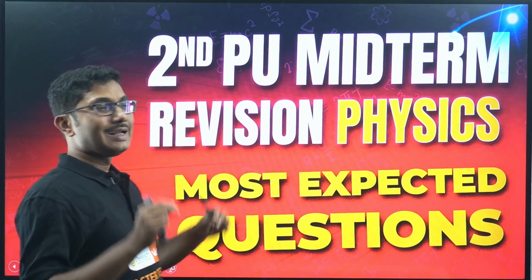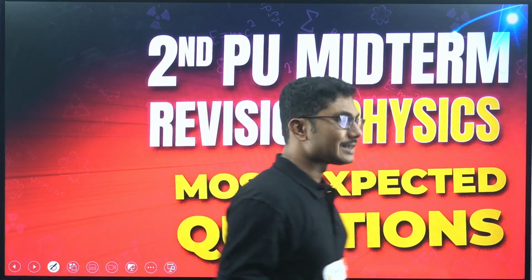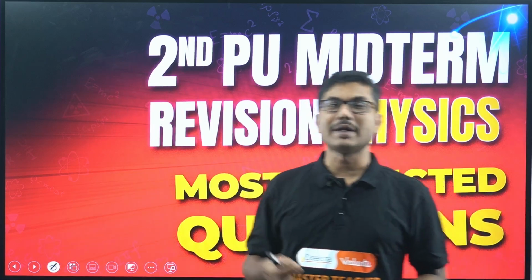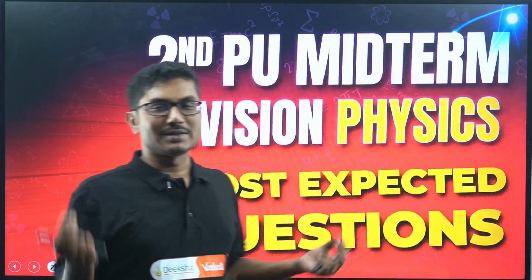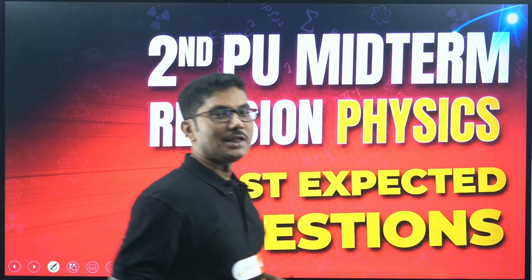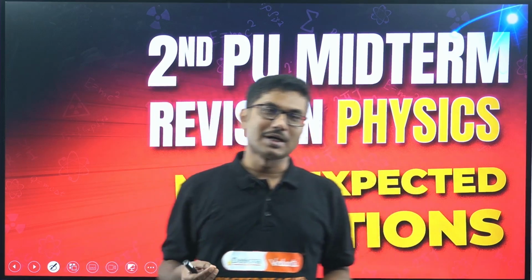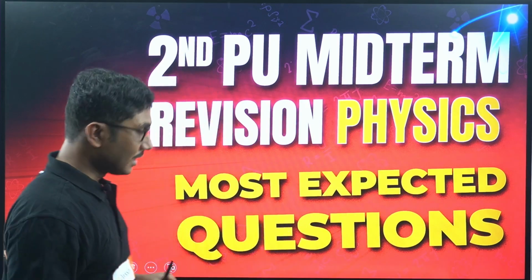Now let's see the most expected questions. In some cases maybe you will get all the questions common and you will score 80 marks. Maybe in some cases you will only get the minimum questions and you will score 21 marks. Otherwise it is just a question paper.